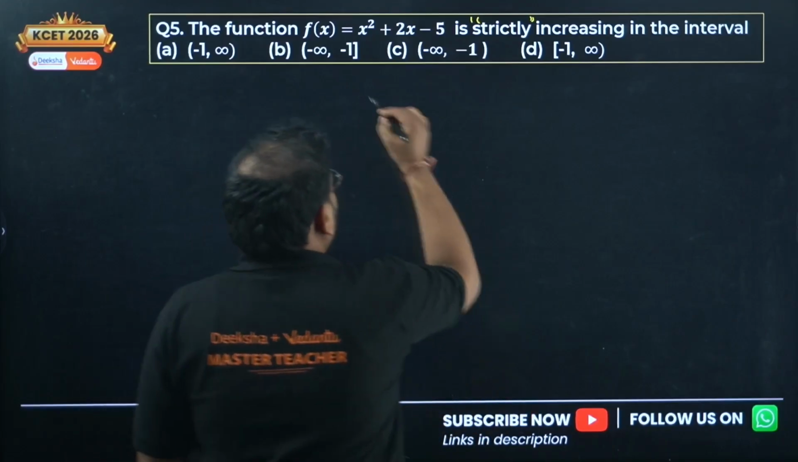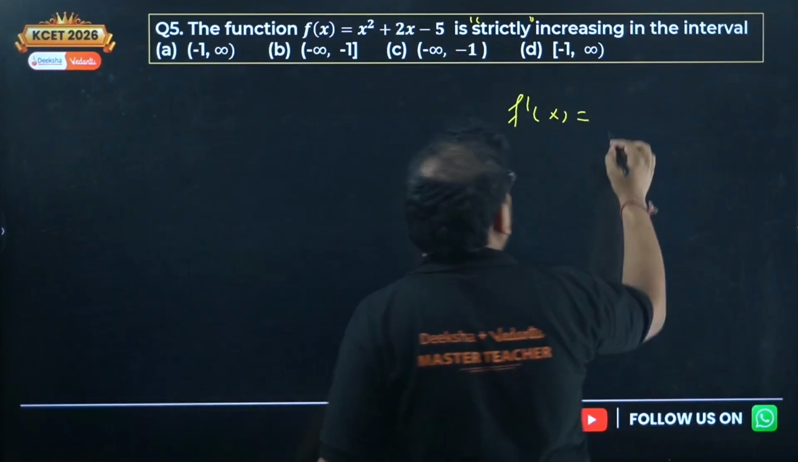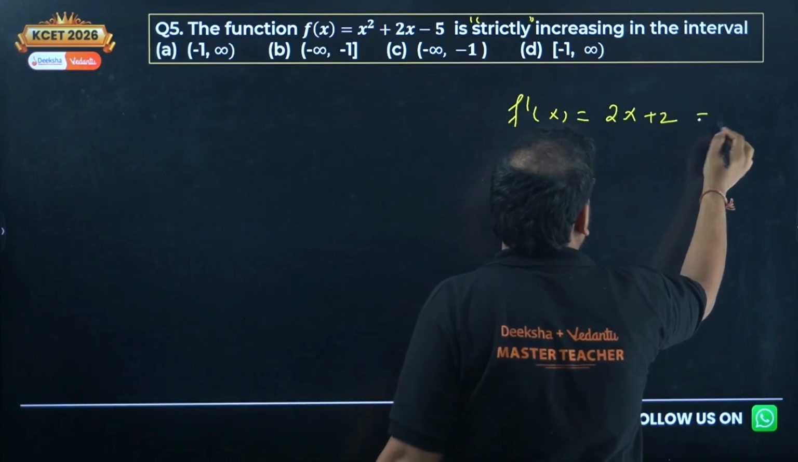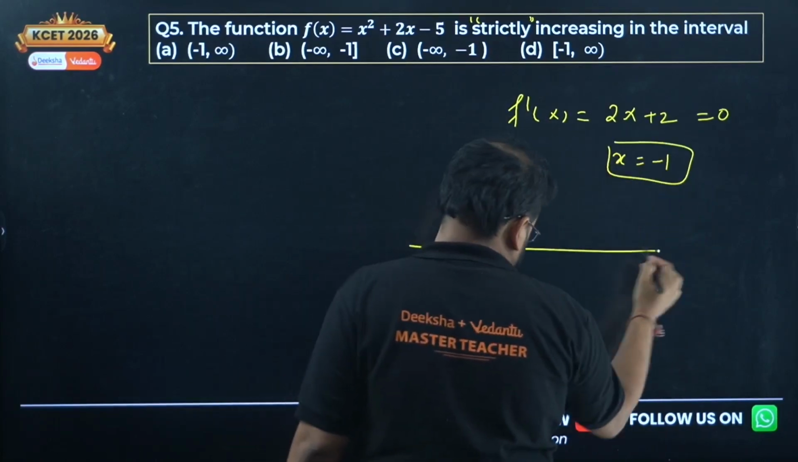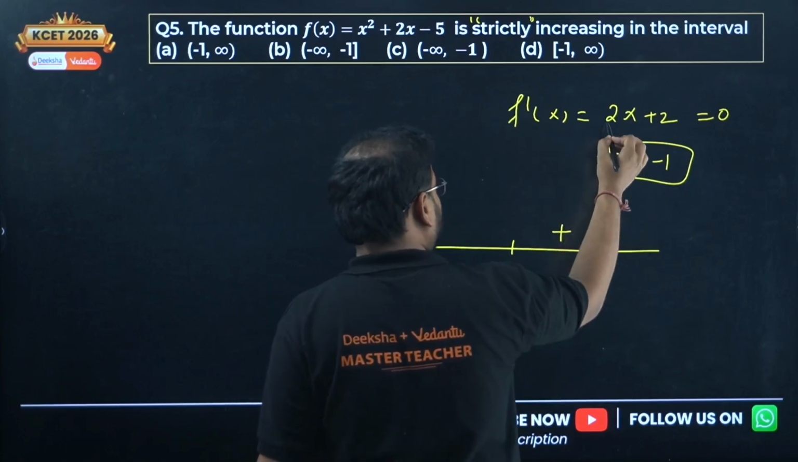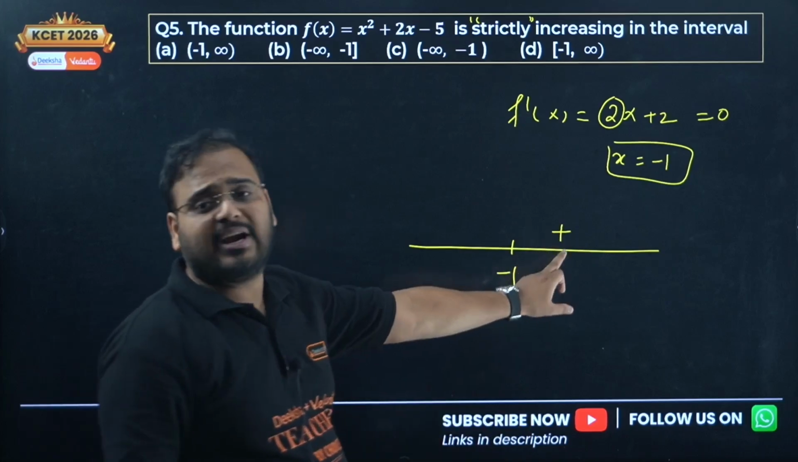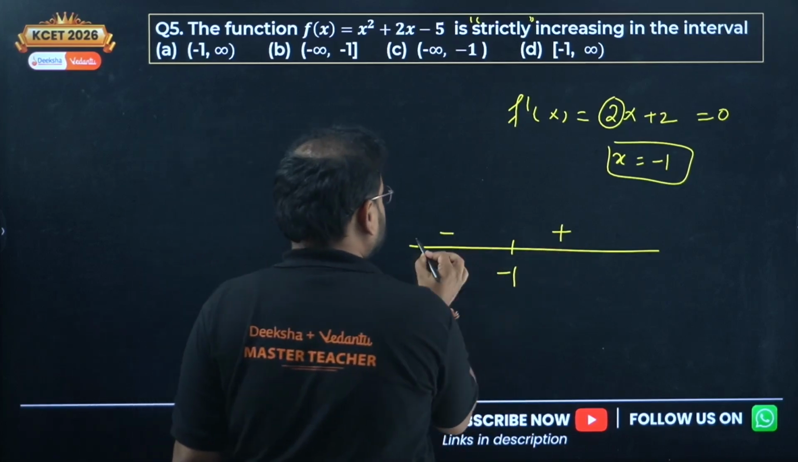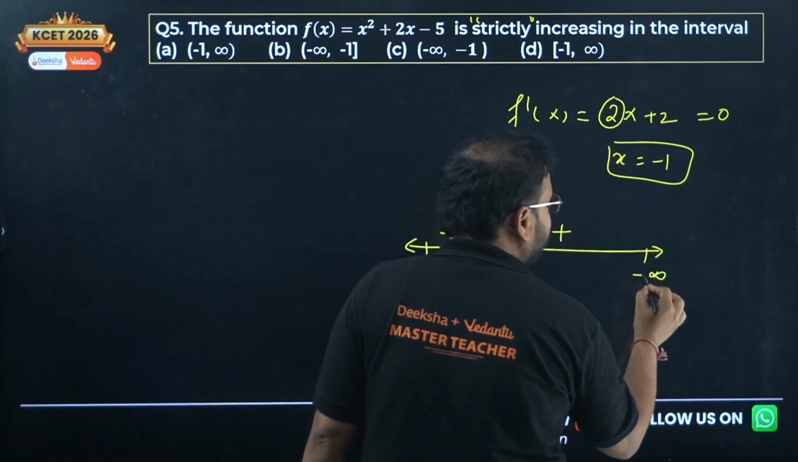Let's check. How do you find this again? Derivative, sir. Why, sir? To find the critical point, we get 2x plus 2 equal to 0. I get the x value as minus 1. After this, number line. This is going to be positive, because the coefficient is 2. A positive coefficient of x will give me plus on the right hand side, and minus on the left. This is negative infinity and this is positive infinity.